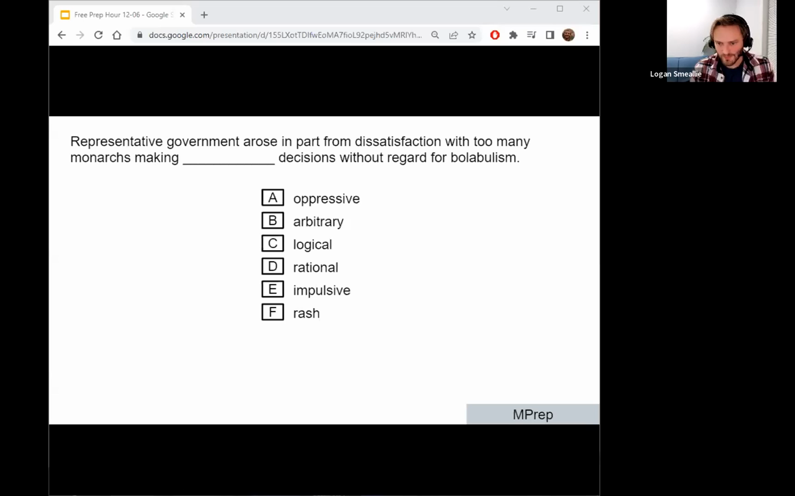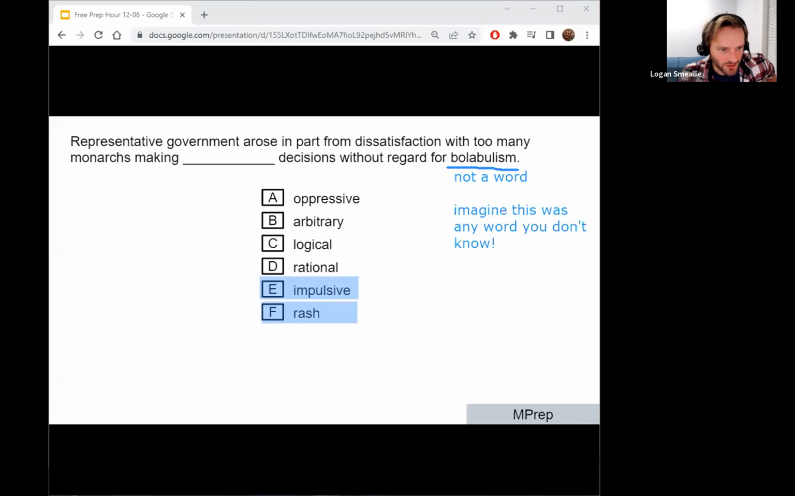Yeah. So you got this one. The interesting thing is you might have noticed, especially if you have Google and you look this up, this is actually not a word. So this is not quite a real GRE question, but sometimes when we're doing questions in class, we'll throw in these fake words because, you know, imagine this was any word you don't know. And in this case, I got a vote here for impulsive and rash. Were there any others that you thought were close to possibly being correct?